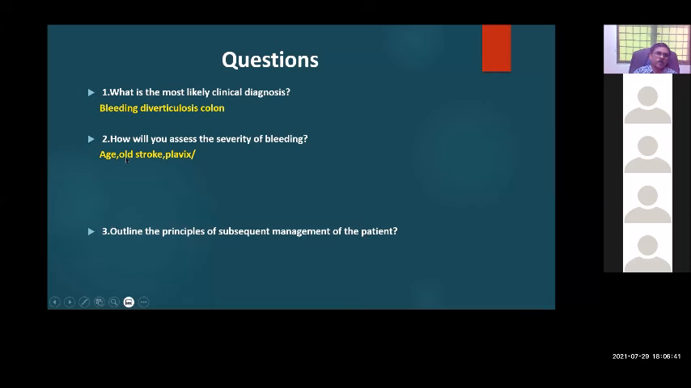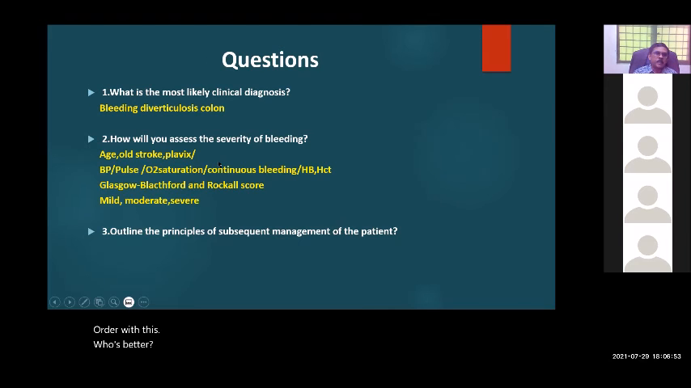Age is important. Old. This patient is 78, so he's considered very old. Old, with a history of stroke, and he's taking Plavix. All these make him a very high risk patient. And secondly, clinically, when he comes, you assess his BP, his pulse, his oxygen saturation, whether there's evidence of continued bleeding.